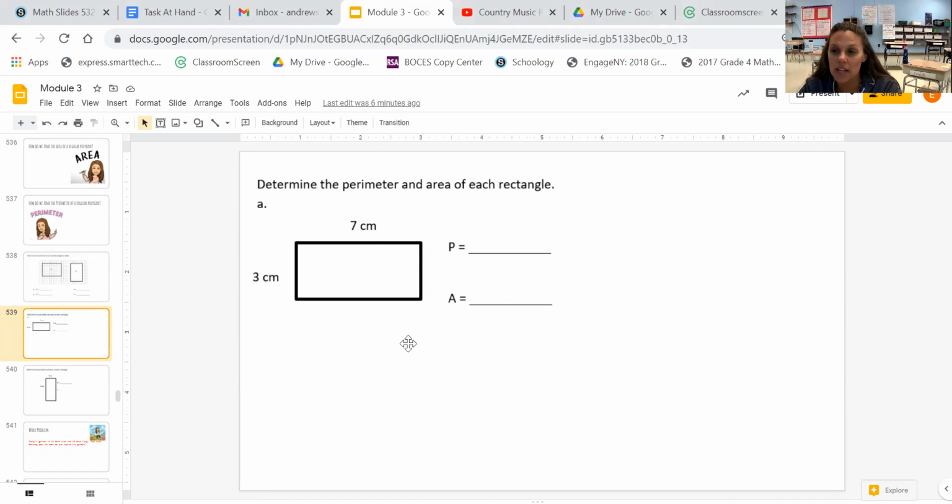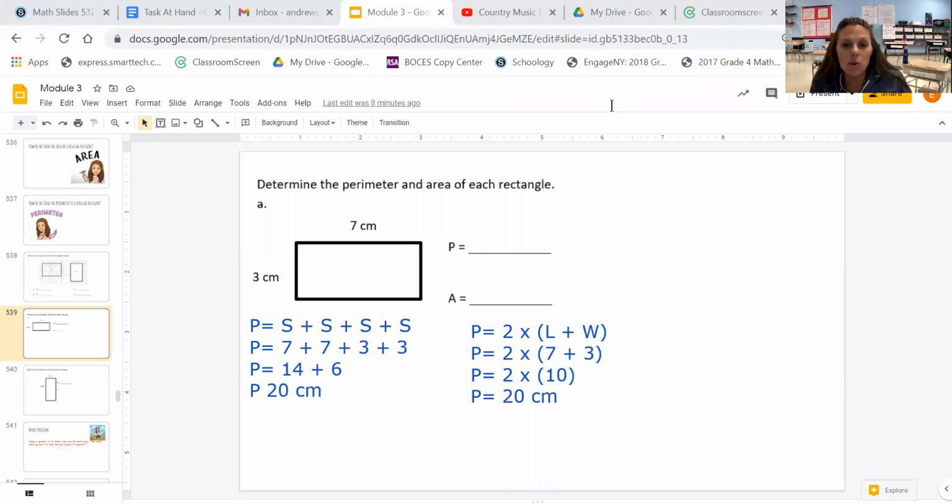Why don't you pause your video and just start with the perimeter first. I'm going to show you when you come back both ways that you could have found the perimeter. The one with the formula using side plus side plus side plus side. And then I'll show you 2 times length plus width. All right, pause your video and try to find that perimeter.